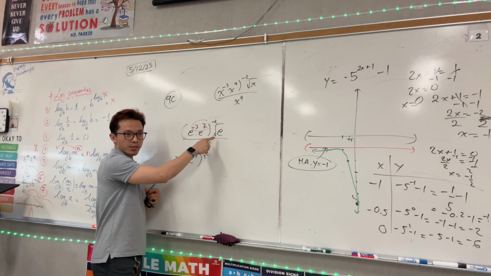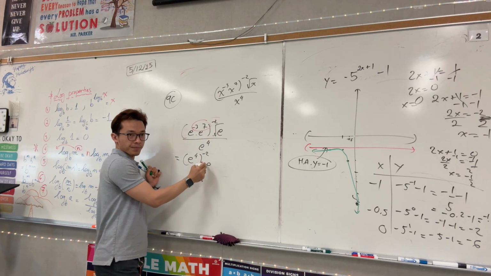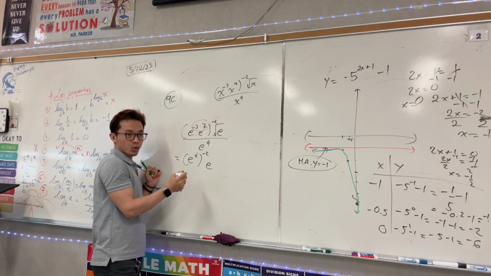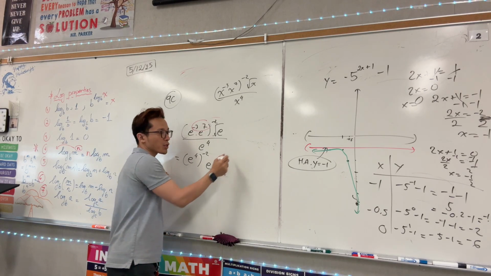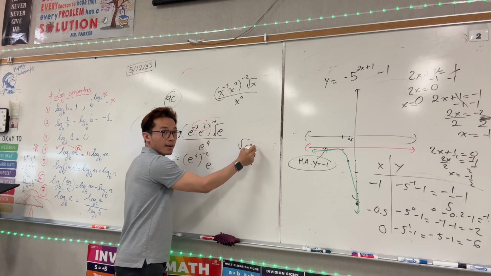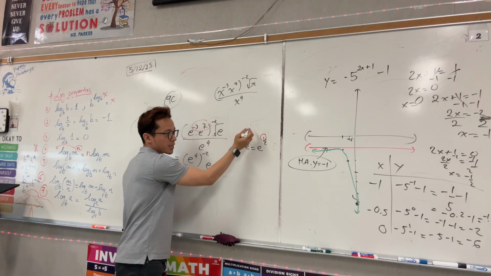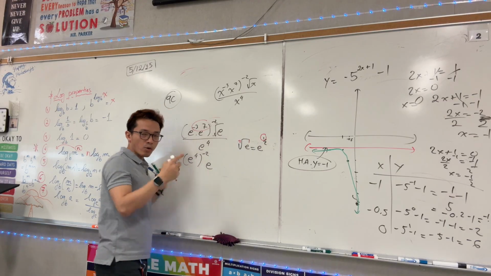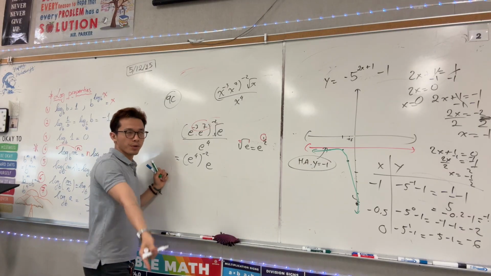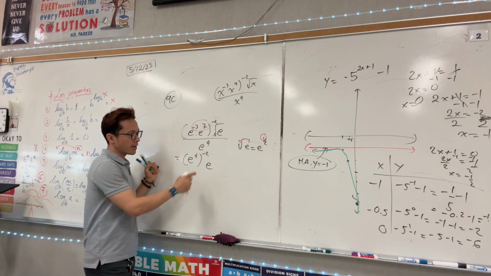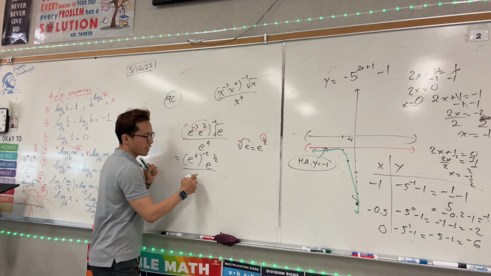Let's convert this one. What is the square root of e? Square root of e is e to the power 1/2. Remember the king and the guard? The king goes inside, the guard goes outside. Power 1/2 means square root. Power 1/3 means cube root. Okay? So this is e to the power 1/2, and e to the power 4.